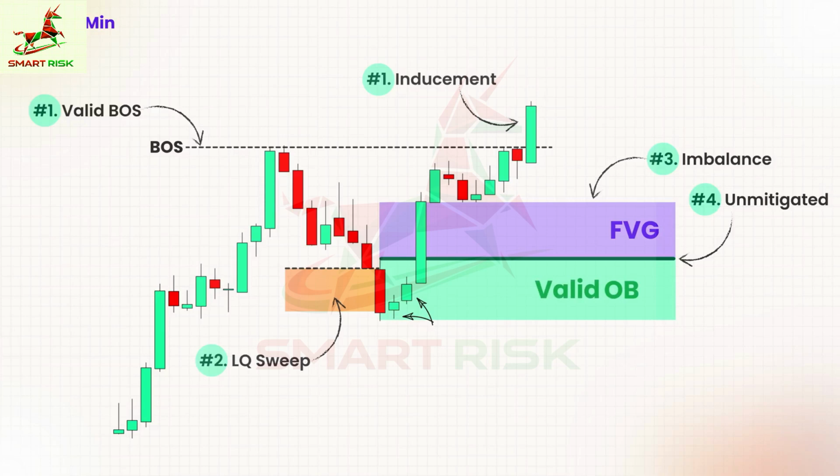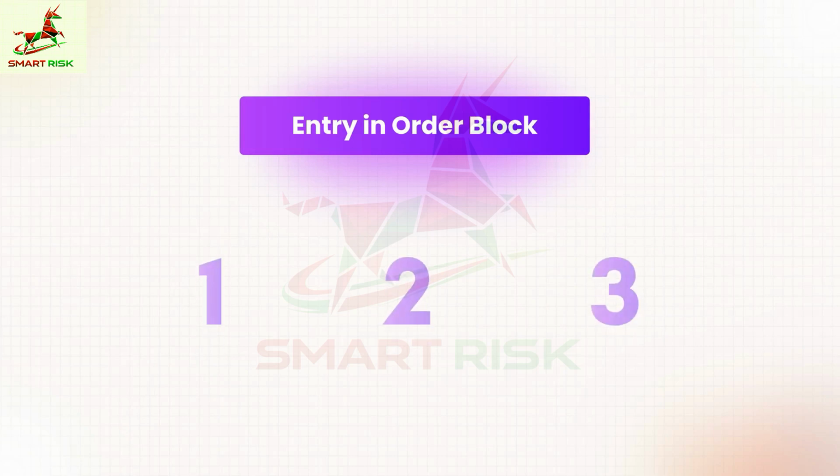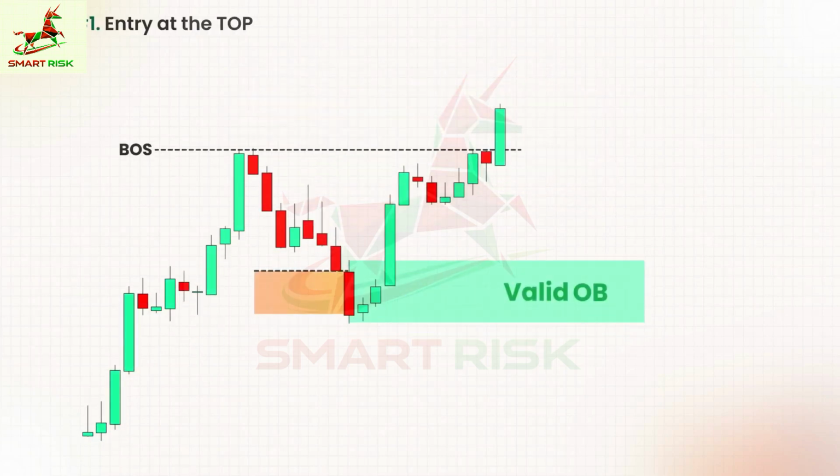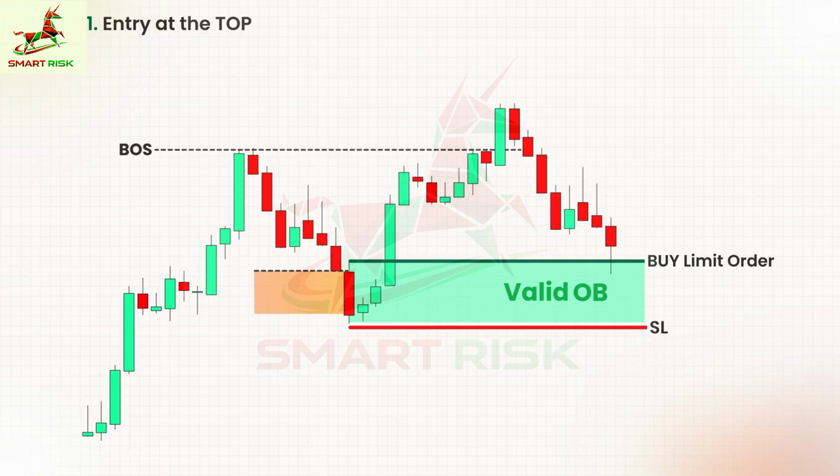We can now consider this a valid order block. Great, we've identified the valid order block, but how exactly do we enter the trade? There are mainly three ways to enter an order block zone. Type number 1, entry at the top of the order block. You place your limit buy orders at the starting point, the very top of the order block zone. Your stop loss goes below the low of the order block candle. The advantage here is that even if price dips into the zone briefly with a long lower wick candle and taps just the top area before reversing, your limit orders are already sitting there. You won't miss the trade.